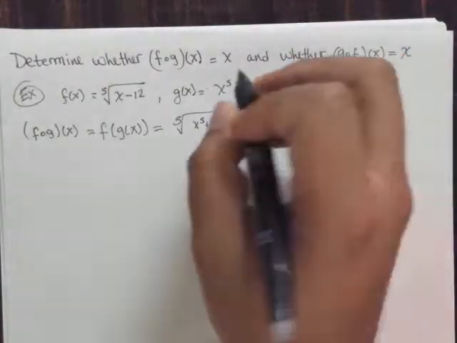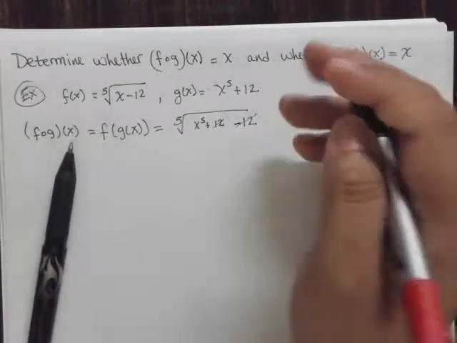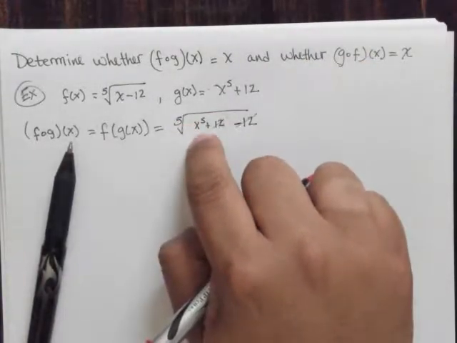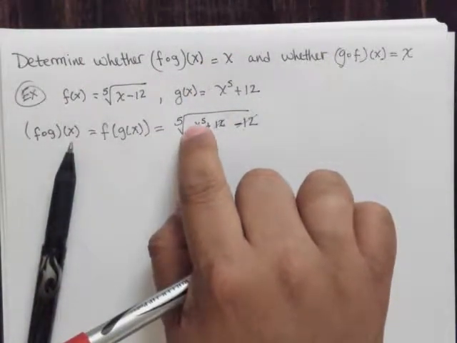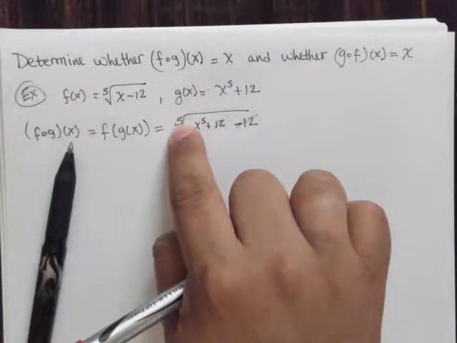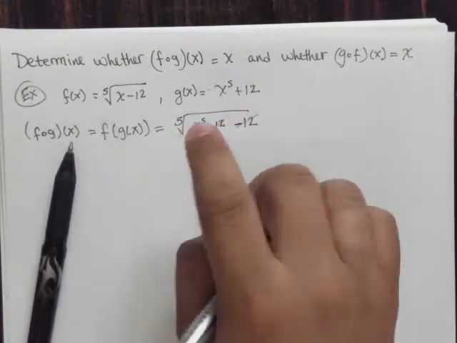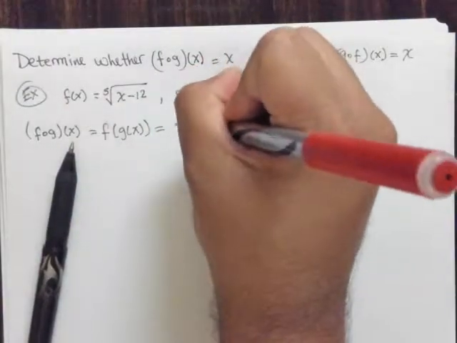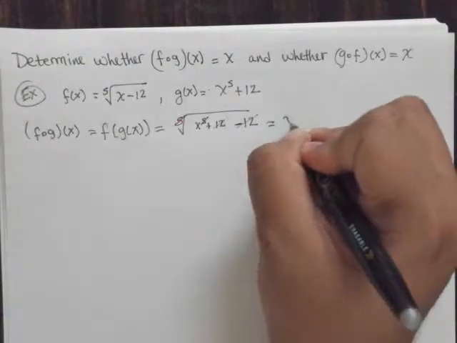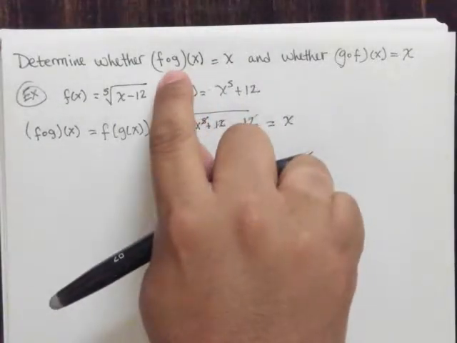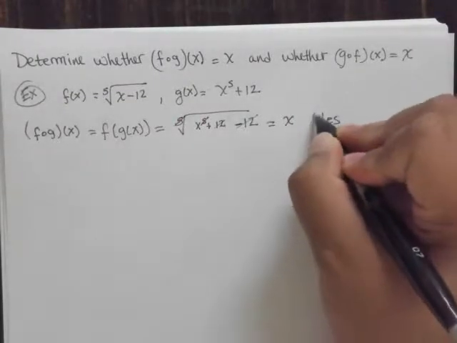All right, and then let's try to combine some like terms. So 12 and minus 12 cancels out, and then we have the fifth root of x to the fifth. Well, this is taking x to the fifth and raising it to the 1/5 power. And what ends up happening when you have a power raised to another power, you multiply. So 5 times 1/5 is actually 1. So what we're left with is just x. So the question, does f composed of g of x equal x? The answer here is yes, it is.